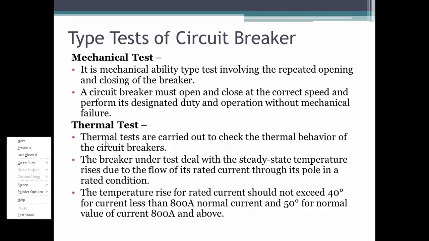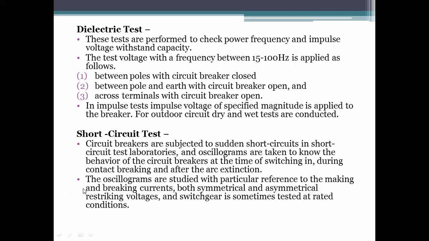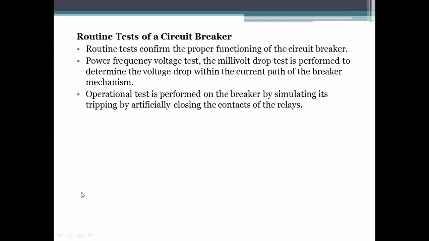Yes, see, mechanical test, thermal test. Remember: mechanical test, thermal test, dielectric test, and short circuit test. Four tests are there in type test, and next is the routine test of a circuit breaker. So, in the routine test, we are checking whether our circuit breaker is operating properly or not.